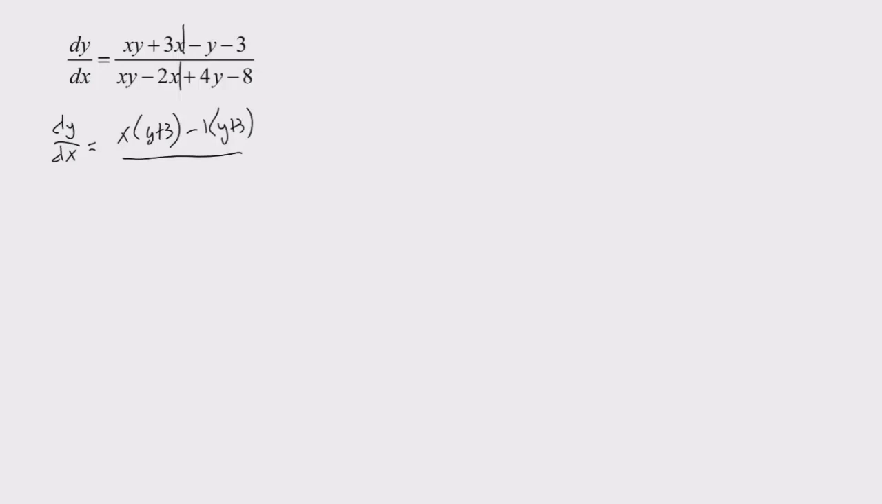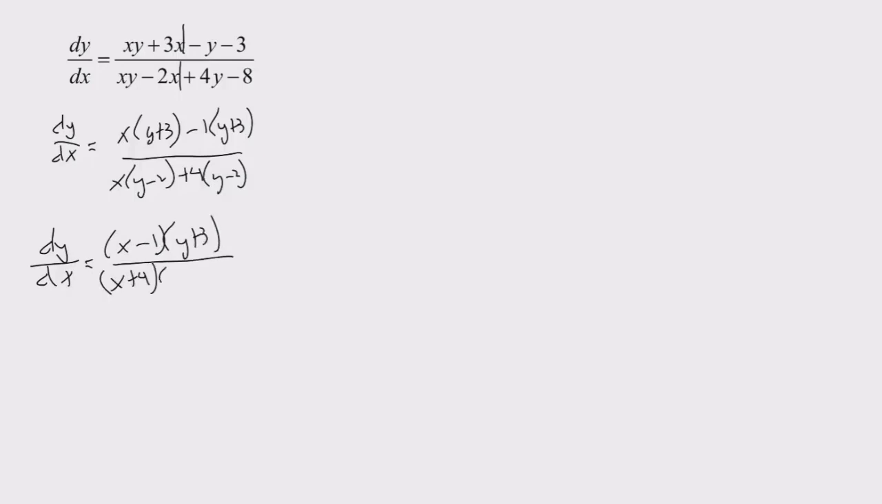Then down below, the GCF would be x and y minus 2, and then plus 4, and that's also y minus 2. Okay, so dy over dx gives me x minus 1 times y plus 3 over x plus 4 times y minus 2. Okay, so it is in fact an illustration of the product of an x function and a y function, so that's good.